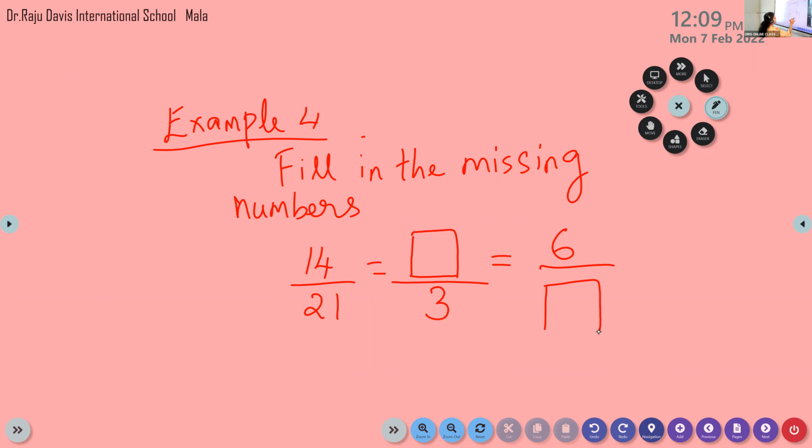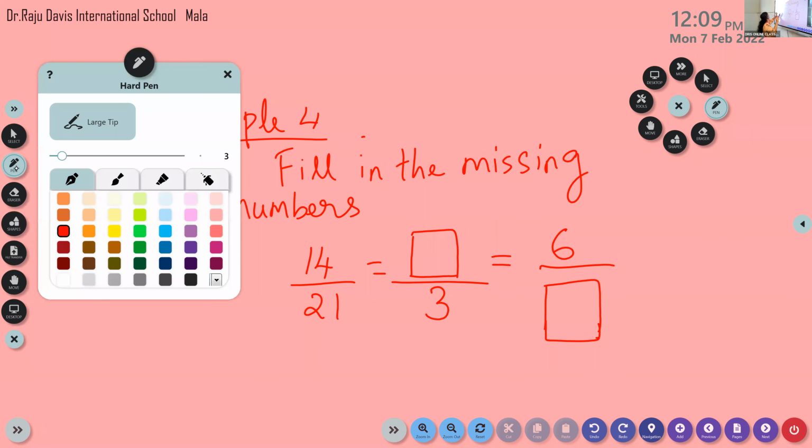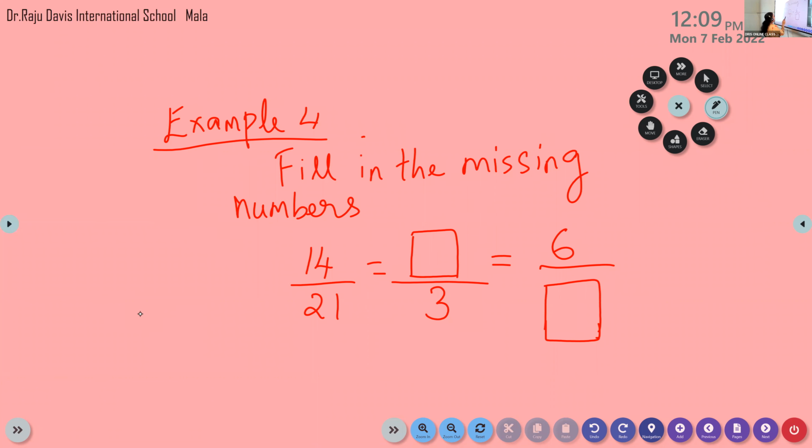See children, we now find out how to find the equivalent ratio. If you multiply the numerator by a number, you have to multiply the denominator by the same number also. If you multiply or divide, do the same for both numerator and denominator. So children, here 14 is, we don't know which number will come here. You have to see, here it is 3, here it is 21. How did you get 21 from 3? 7. Divide by 7, the same number you will divide here also. Find out the answer and tell me. 2.